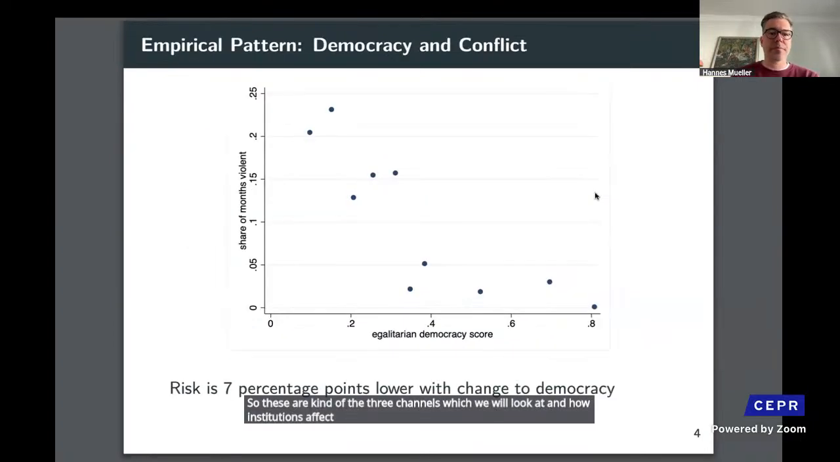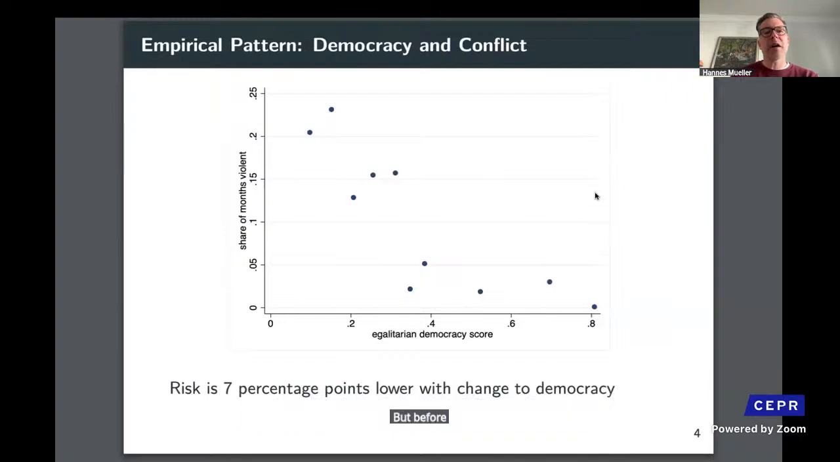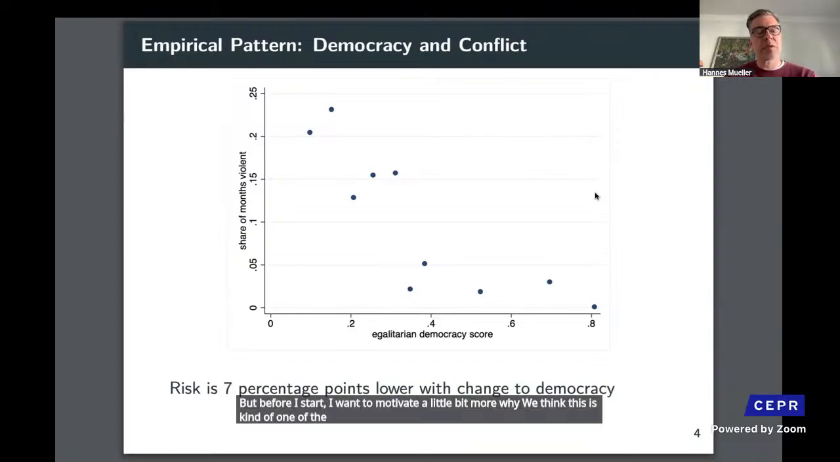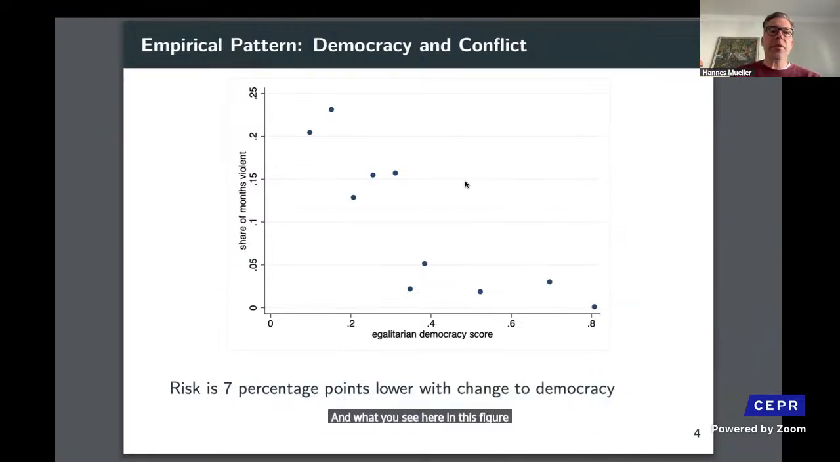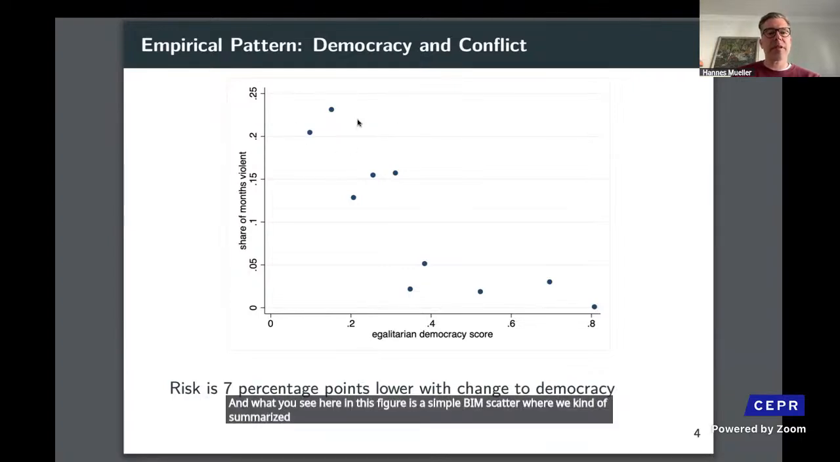But before I start, I want to motivate a little bit more why we think this is one of the crucial ways in which we can address armed conflict. What you see here in this figure is a simple bin scatter, where we summarized different countries' experiences across all the world and the history from 1989 till today.